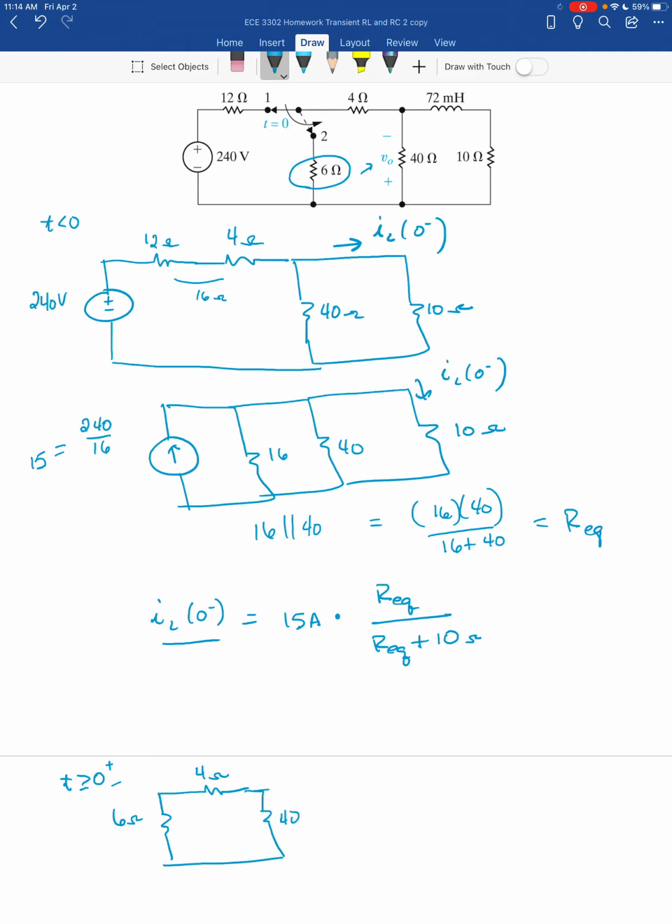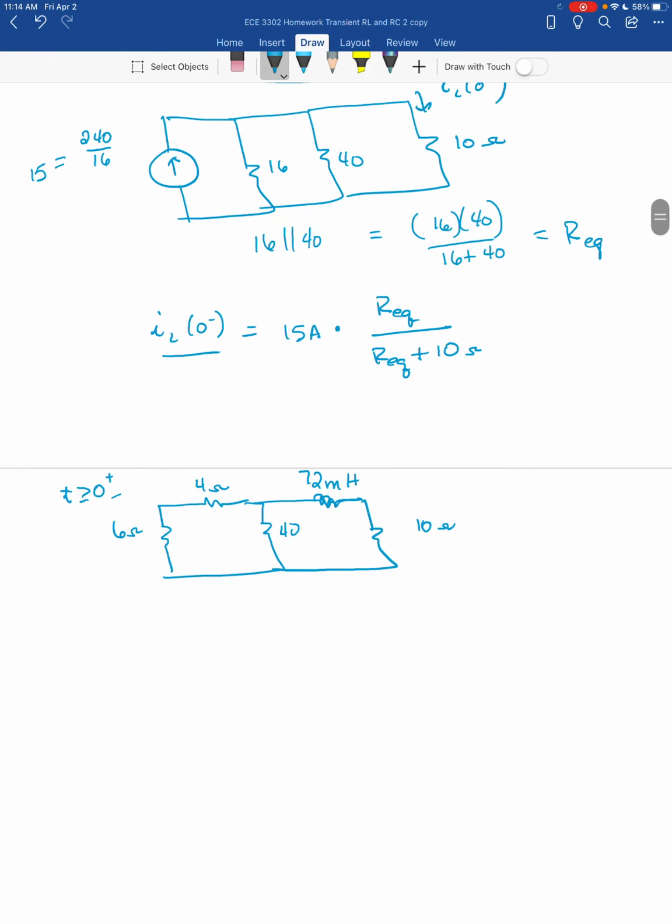Then I have 40, and here's my 72 millihenries. The inductor is in the circuit now because we're looking at the circuit for t greater than 0, and so we have to model those transient effects. Okay, now what I have to do is find tau, and find the final value of the inductor current.